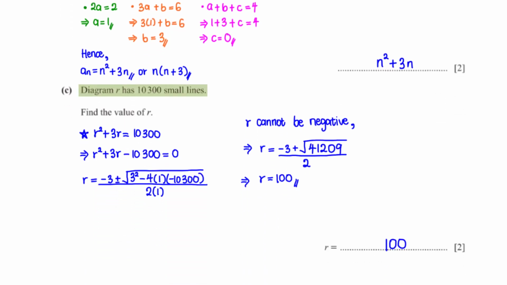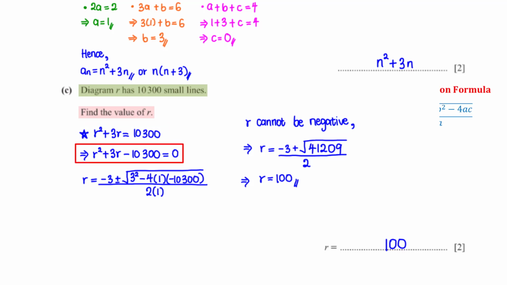Diagram R has 10,300 small lines. Find the value of R. In part B, we found the formula for the number of lines for any diagram N. In this case, we want to find diagram R, which has 10,300 small lines. So we have r squared plus 3r equals 10,300. When we move 10,300 to the other side, this is what we get.